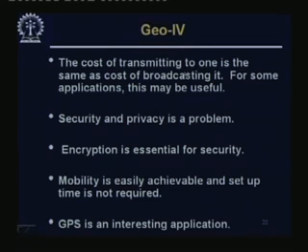The cost of transmitting to one is the same as the cost of broadcasting it. For some applications, once again this may be useful. So, this is a good broadcast medium. Security and privacy is a problem as mentioned earlier. So, encryption is essential. Mobility is easily achievable and setup time is not required. If the satellite is there in space, then you do not require any setup time. If the satellite is not there, of course, you have to send it there. So, that is this thing. And GPS is an interesting application, we will see this.